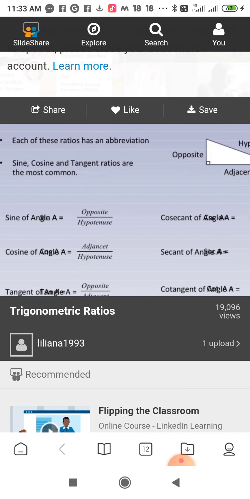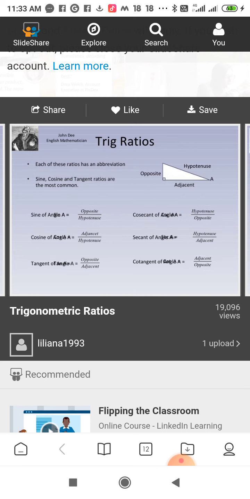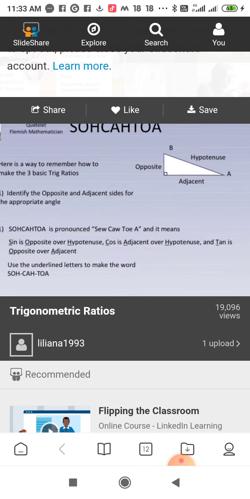Trigonometric ratios: sin A, cos A, tan A, cosec A, sec A, cot A. These are the repetition of the previous slide. These are the six trigonometric ratios.